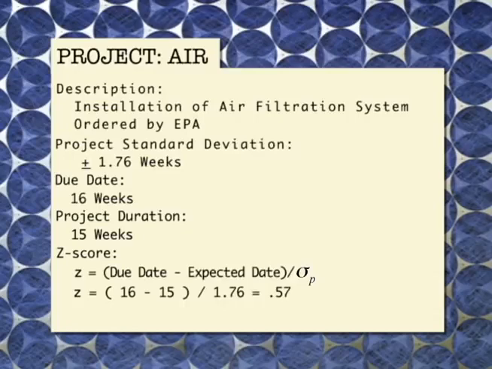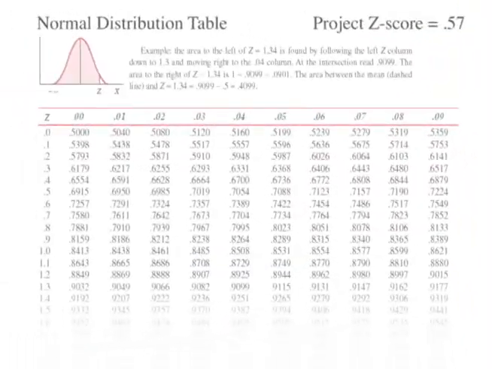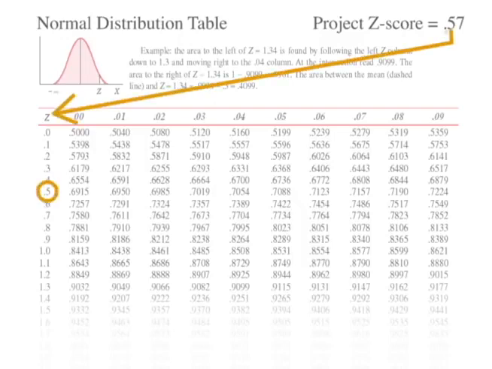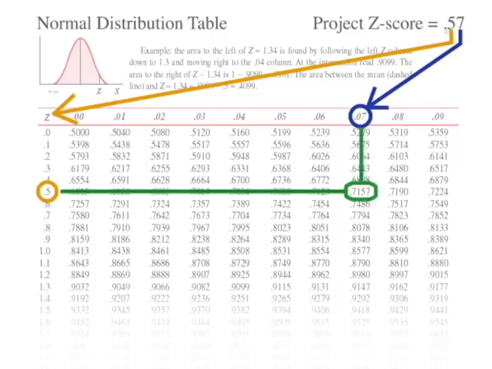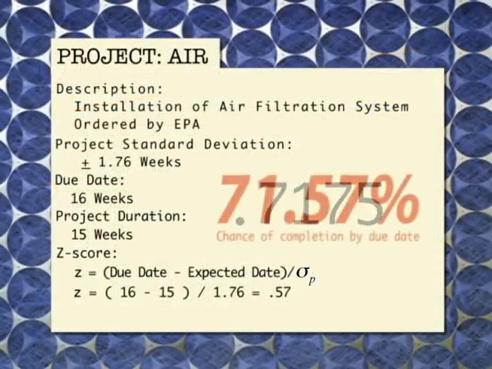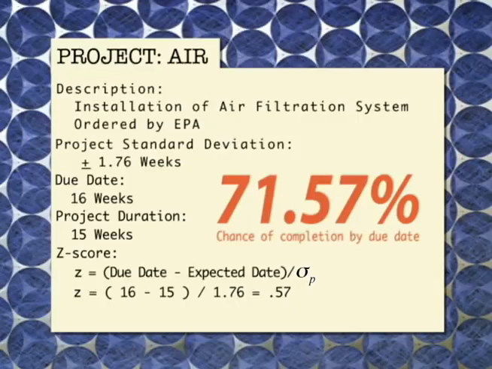Now what does that mean? Well, it doesn't mean anything until you use a normal distribution table. On a normal distribution table, you can find the 0.5 on the left-hand side, and the 0.07. Where they meet is at 0.7157. What that means to you is that there's a 71.57% probability that you will finish this project by the 16th week.